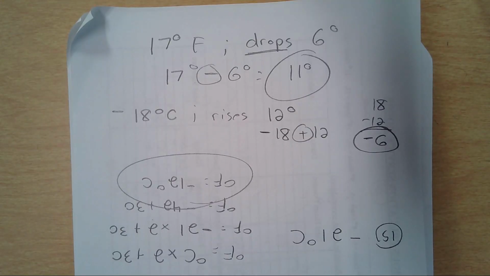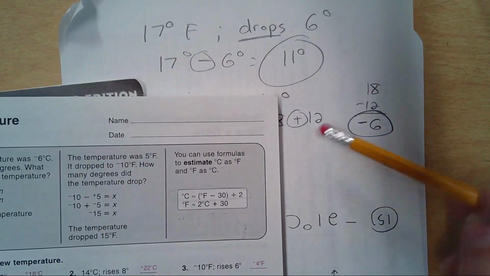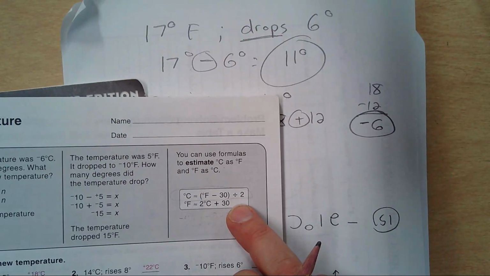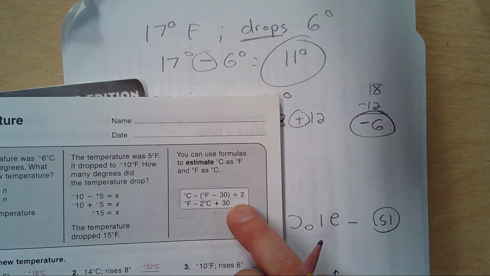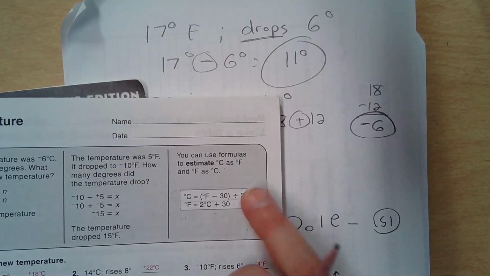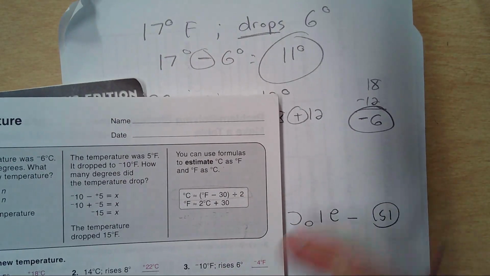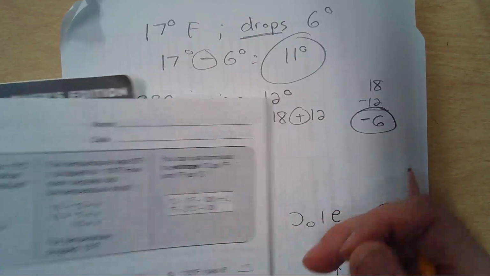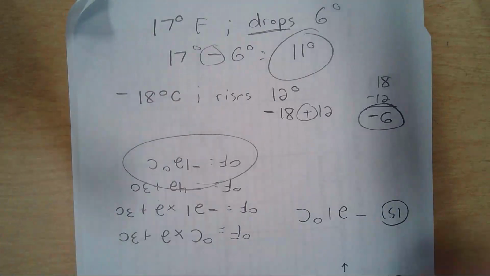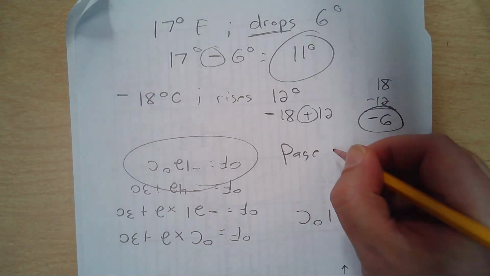13 through 24 is use the formulas. Your formulas, by the way, when you need them, are right up here in your top right corner. So you don't have to write them down. They're right there for you. 13 through 24, apply the formula, then some word problems. Okay? So homework, page 55.